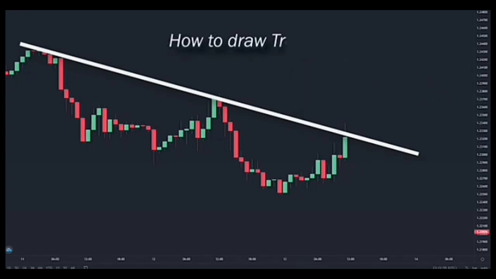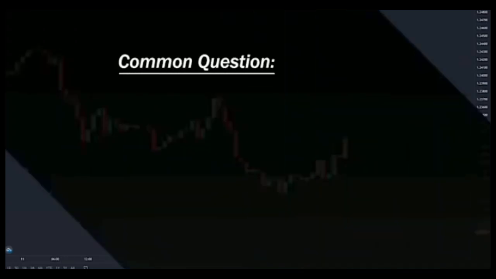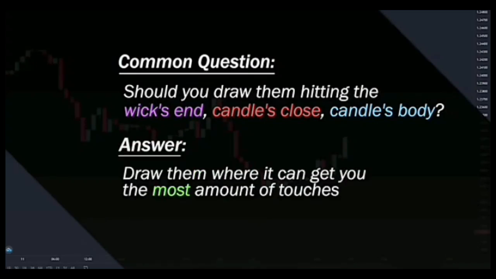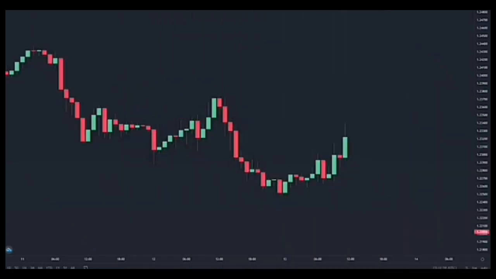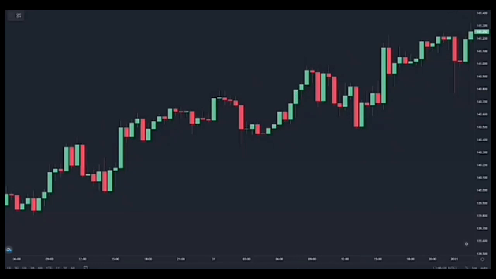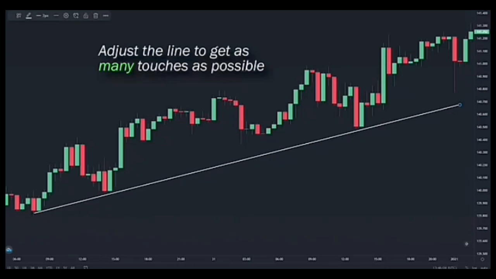So now, I'm going to show you a simple way of drawing trend lines effectively. One of the most common questions that beginners ask when drawing trend lines is, should you draw them hitting the wick's end, the candle's close, or the candle's body? Well, the answer is, you want to draw them where it can get you the most amount of touches as possible. Let me give you an example. In this chart, we spotted a current uptrend as prices made higher highs and higher lows. Now, because this is an uptrend, it means you want to place your trend line below the trend. Then, you want to adjust the trend line to get as many touches as possible.